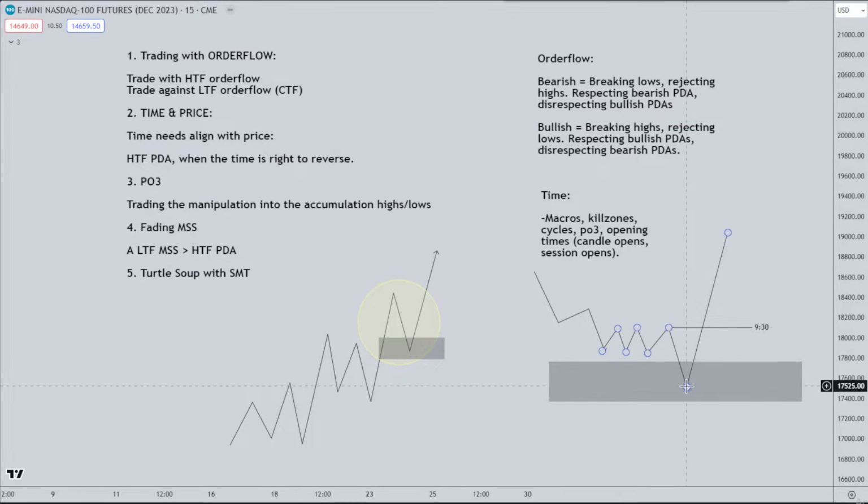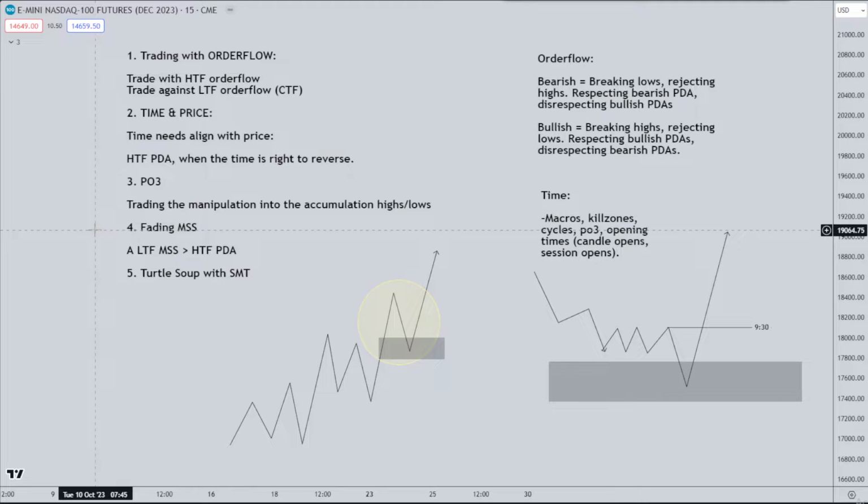So what would power 3 be saying? To buy for the distribution. And then we're in this PDA as well. So price is telling us to buy, right? So this is the perfect buying opportunity. But if you're caught up in this 1 minute order flow, in this 1 minute market structure shift, it's telling you to sell. But higher time frame order flow, higher time frame PDA, time is all telling you to buy. So why would you sell here? Makes no sense. The only way you would sell here is if you're stuck on the 1 minute time frame and you see everything as market structure shift, right?